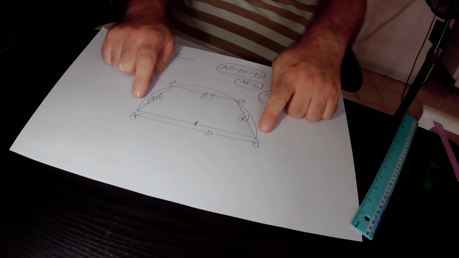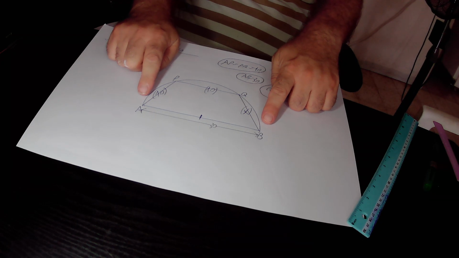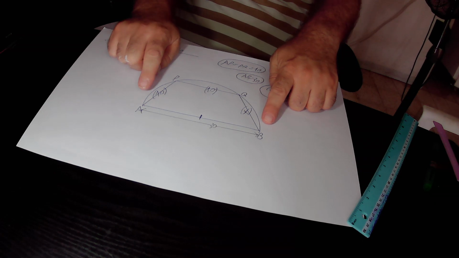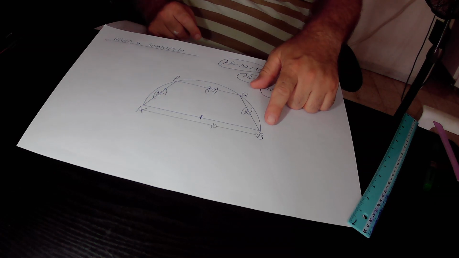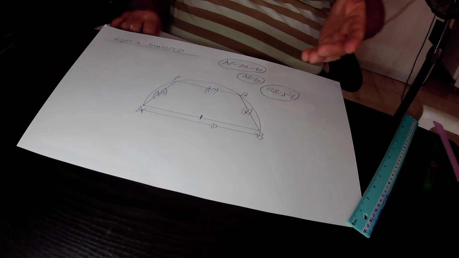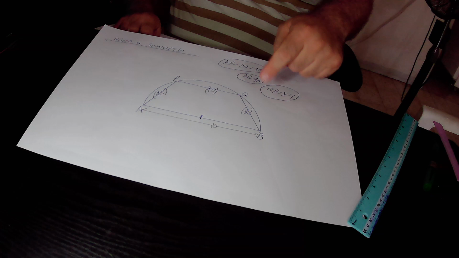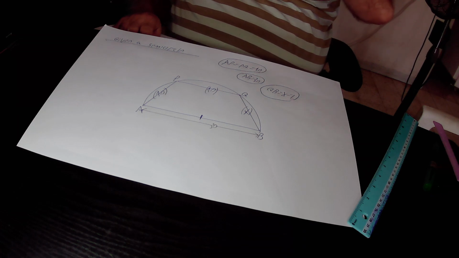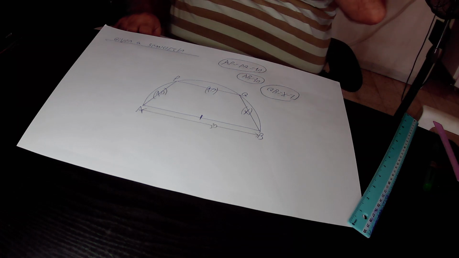This is chord PQ that is also equal to 10 units in itself. This is AB. AB is the diameter of this semicircle that is equal to 30 units in its length. And finally, this is chord QB that is equal to x units. So our mission is to find the length of chord QB, which is x units. We have to find the value of x.